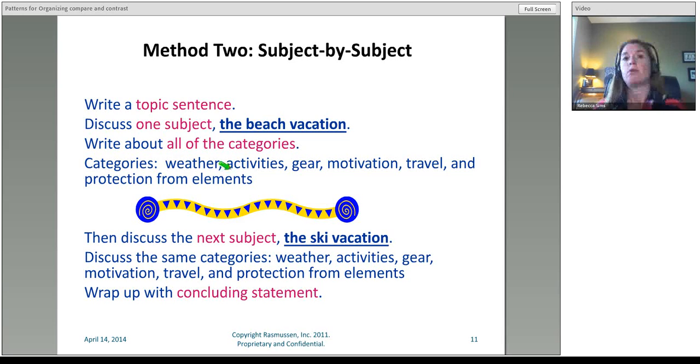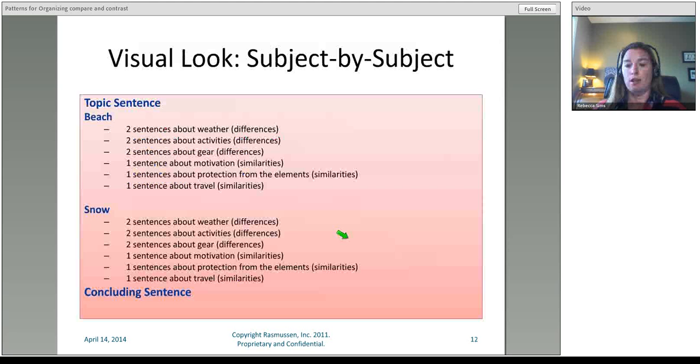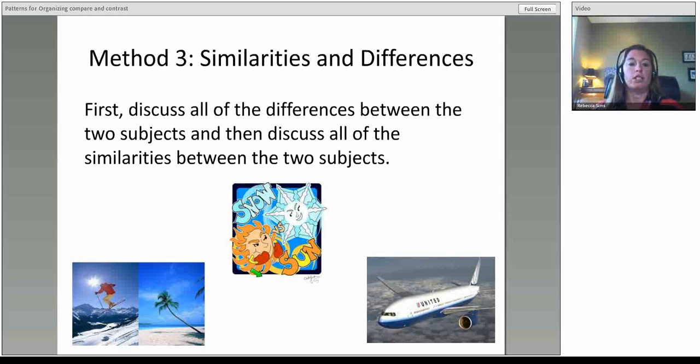So whereas with point by point we talked about each of our points, this we talk all about beach, then all about ski. And that's subject by subject. This is how it sort of breaks down. Talk about the beach. We've got your sentences about weather, activities, gear, motivation, protection from the elements, and then travel. Now, you may have to work with the snow and beach similarities because these are similar points. And so you will combine those two when you're doing your subject by subject.